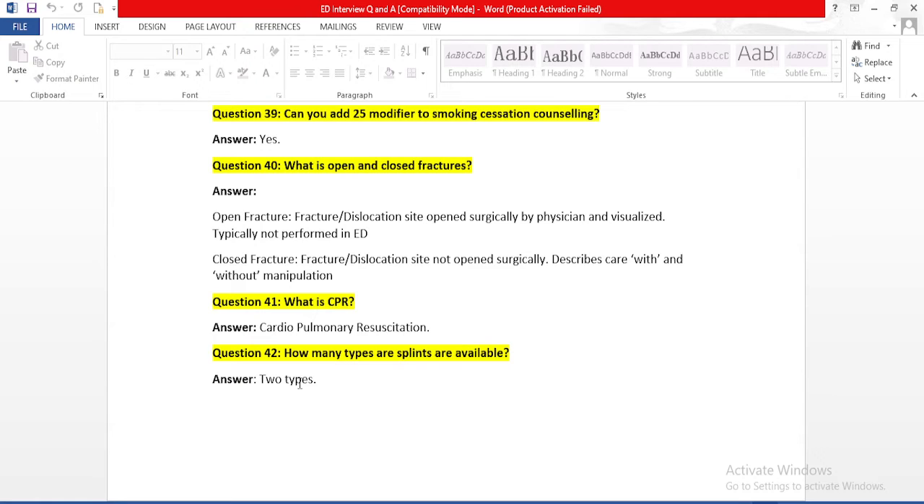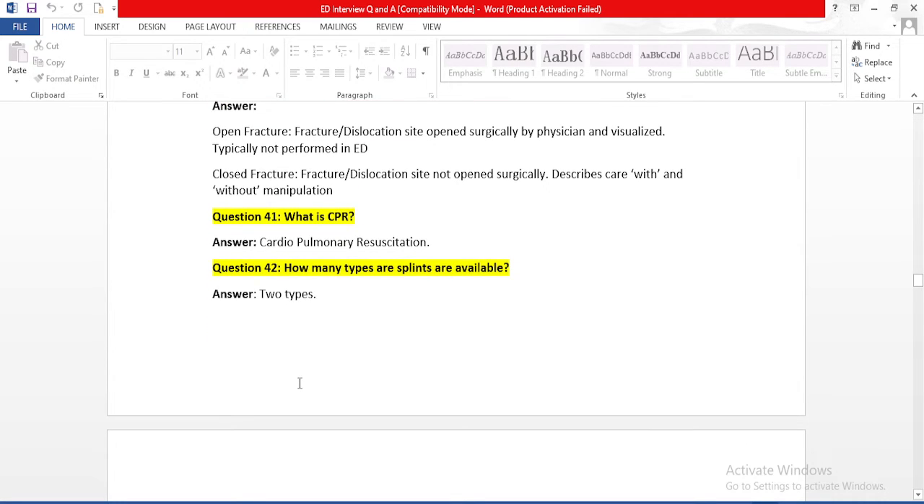So what is a closed fracture here? Fracture or dislocation site not opened surgically, describing care with and without manipulation. So in order to treat using closed fracture treatment, the physician may use manipulation or may not use manipulation. So next question, what is CPR? CPR means cardiopulmonary resuscitation.